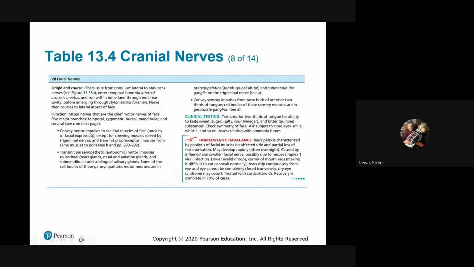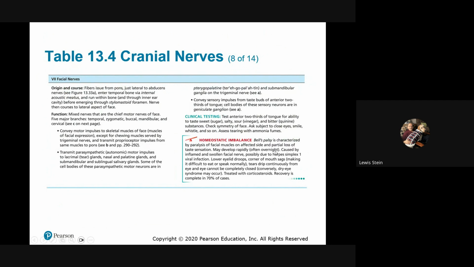Stylomastoid foramen. This is very interesting. So this basically enters the temporal bone and then runs within the internal acoustic meatus, and then exits by way of the stylomastoid foramen. It's mixed because you have sensory and motor. It's easy to test. You can do taste sensation of the tongue.